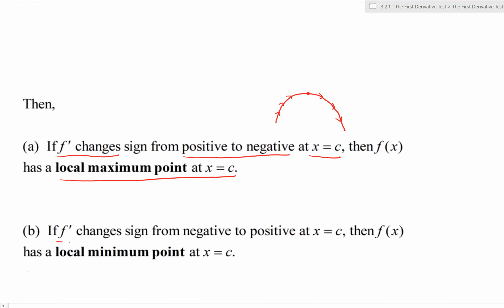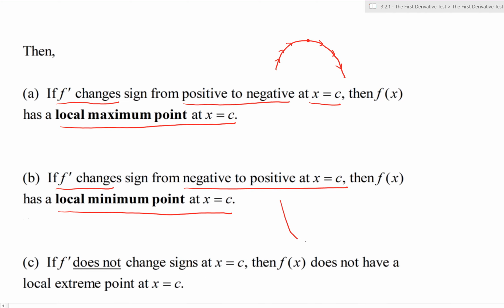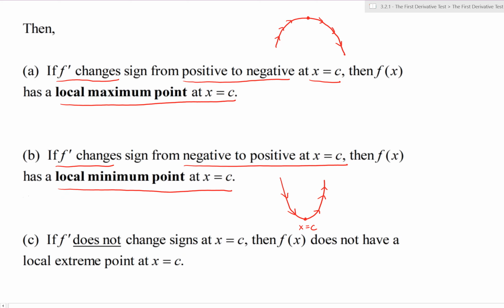If, on the other hand, the derivative changes sign from negative to positive at x equal to C, then the function must have a local minimum point at x equal to C. So you draw a little picture, looks like that, right? The derivative is changing from negative to positive at the location x equal to C here, and the function is continuous. We also saw an example a moment ago in which the function's derivative doesn't even change signs at x equals C, so there is no local extreme point. This function does not have a local extreme point at x equals C.